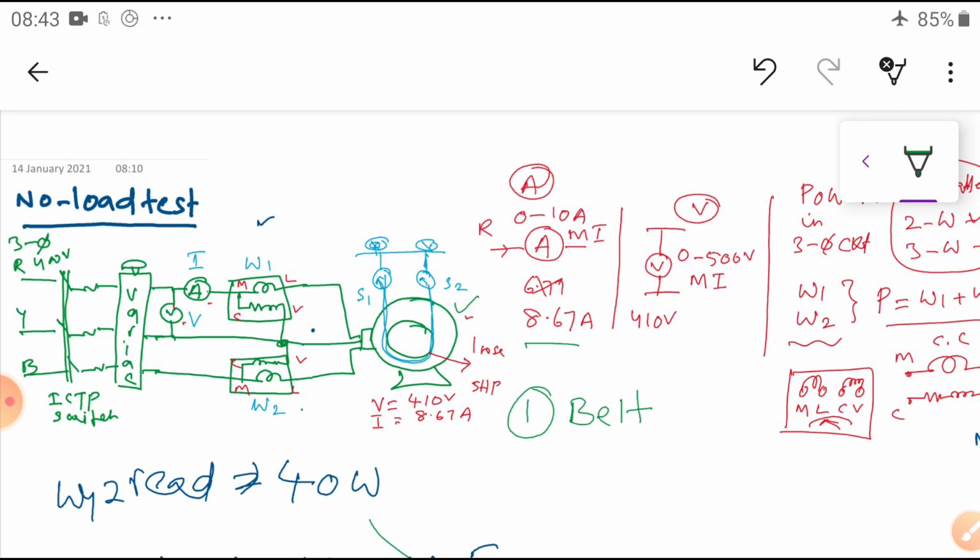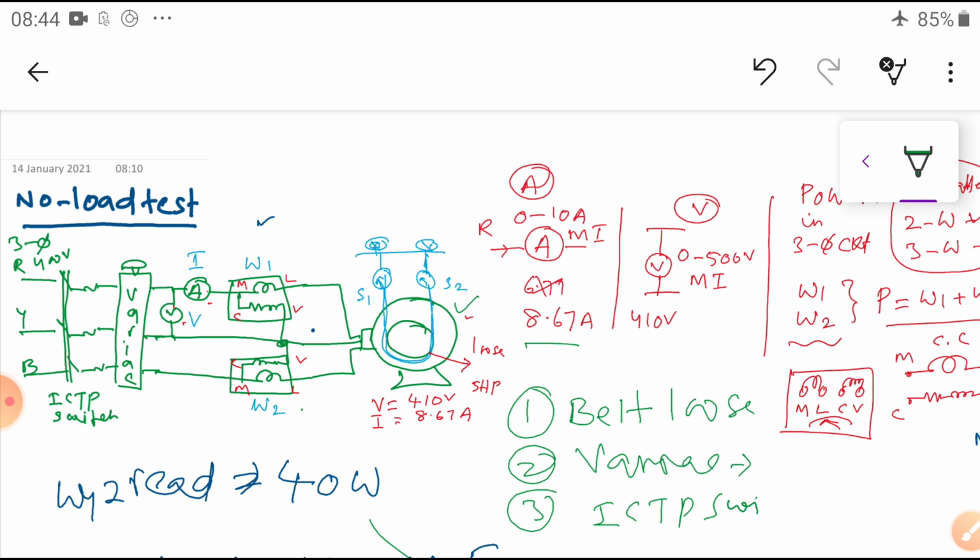Before starting the experiment, the belt should be loose, that means no load. Second, all connections should be tight and the variac should be at 0 reading. Check the variac at 0 voltage reading, and the ICTP, iron clad triple pole switch, should be in open circuit condition. These are the precautions before starting the experiment.